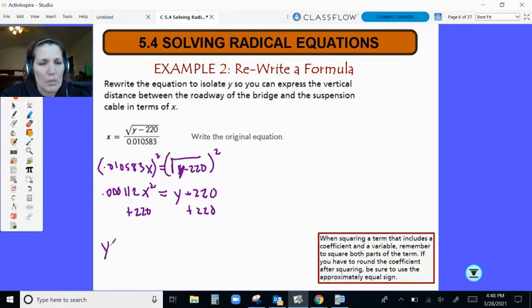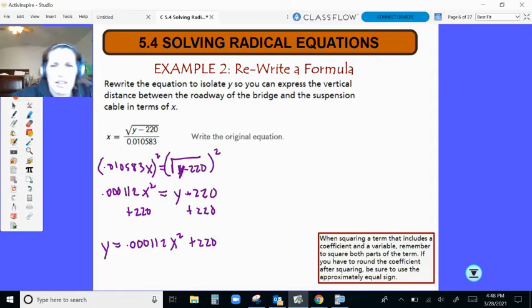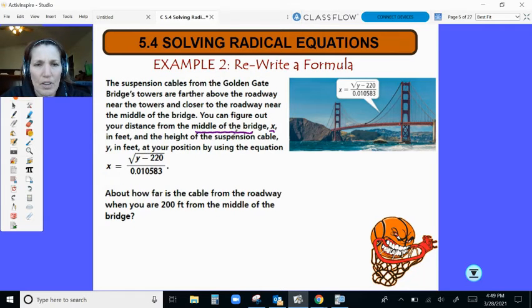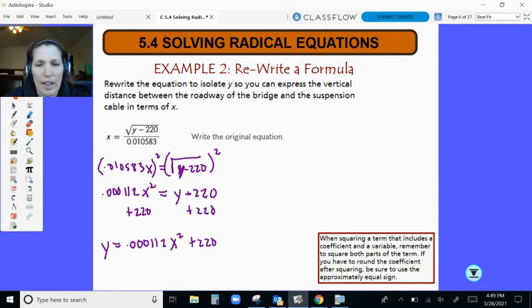So my y is going to be equal to 0.000112 x squared plus 220. Now the next thing you have to do is substitute that 200 in for x. If you remember back over here, we are 200 feet from the middle of the bridge. So we're going to substitute x in for that.